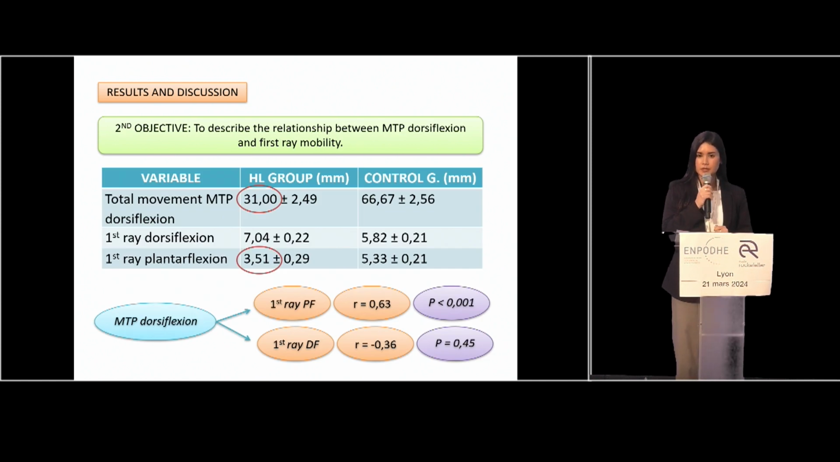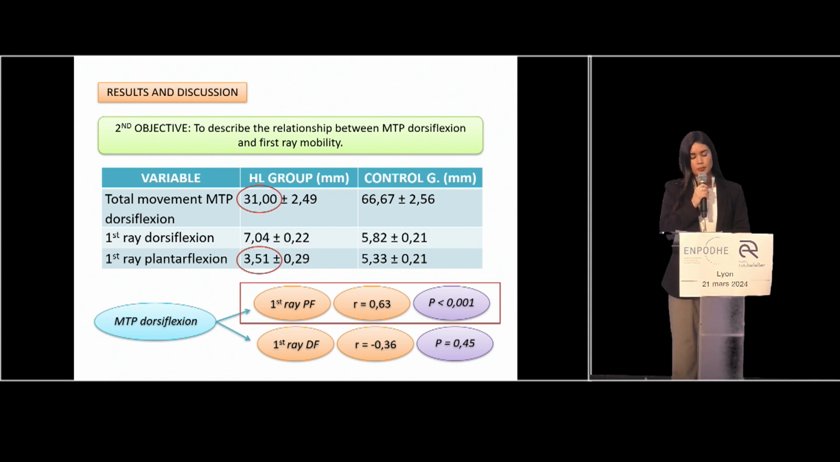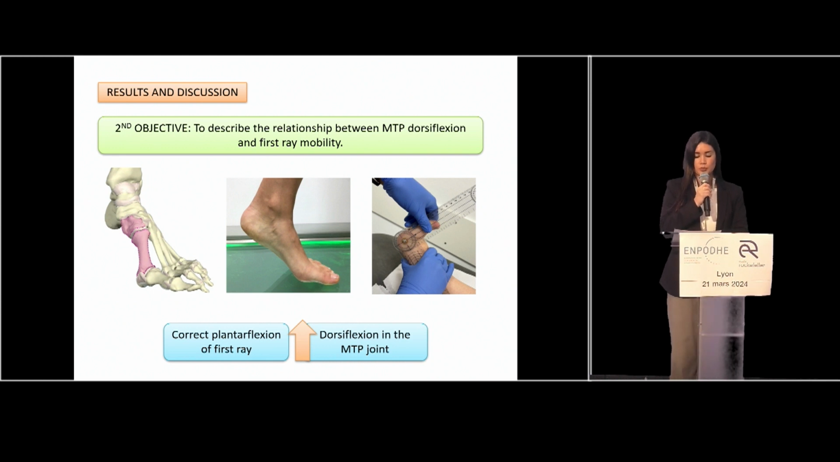Another objective was to describe the relationship between the metatarsophalangeal dorsiflexion and the first ray mobility. We have not found studies that relate the plantar flexion of the first ray with etiology or pathomechanic factor of the hallux limitus. The results we obtained in metatarsophalangeal dorsiflexion in the study group present more relationship with less plantar flexion of the first ray than to have more dorsiflexion. These results support the theory that in a propulsive phase, we need a correct plantar flexion of the first ray to obtain the dorsiflexion in the metatarsophalangeal joint.